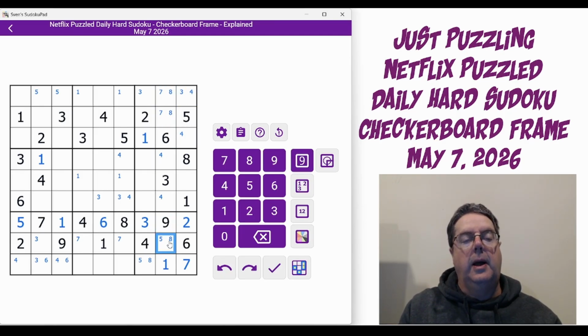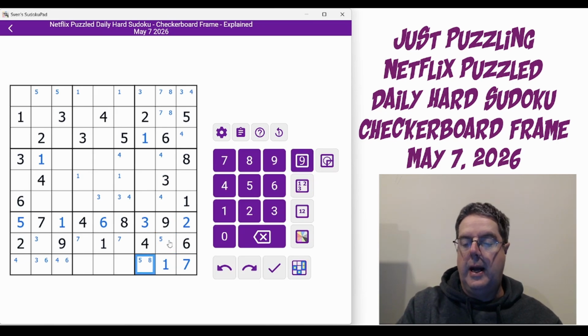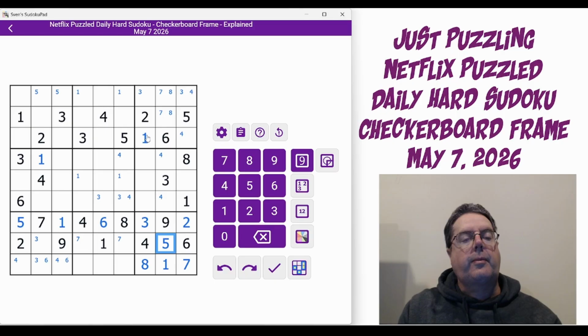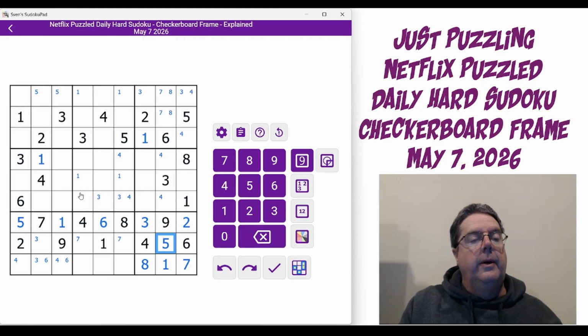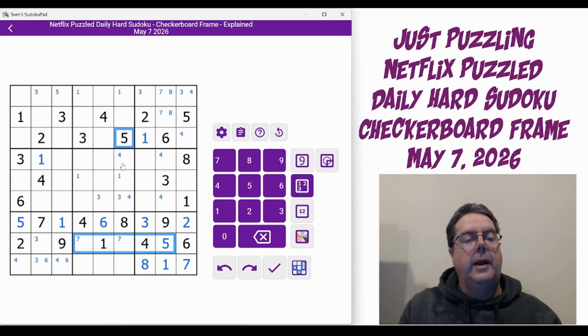This can't be an 8 anymore. So this is an 8 here. So it needs to be a 5. 9's there, so I can't do much about that. 4's there. Okay, so that's all right. So 5 now comes across here and down here.